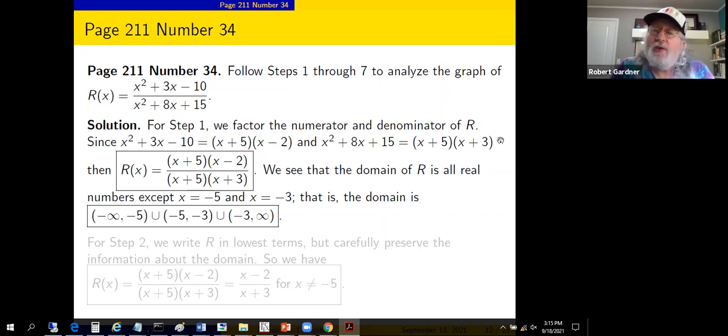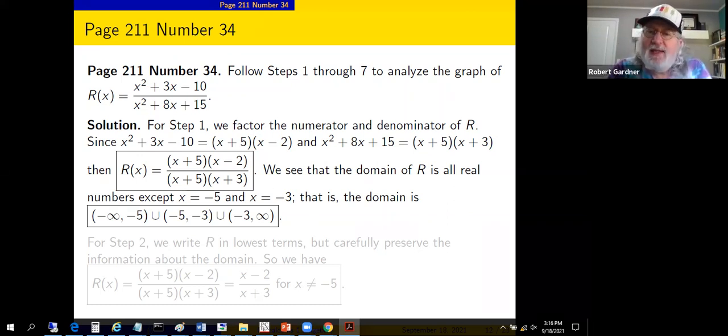So take your time in digesting that factoring. It's correct. So kind of trust me if you just want to see the new stuff. But we'll factor the numerator and denominator and produce this. So here's a factored version of R of x. That was step one.